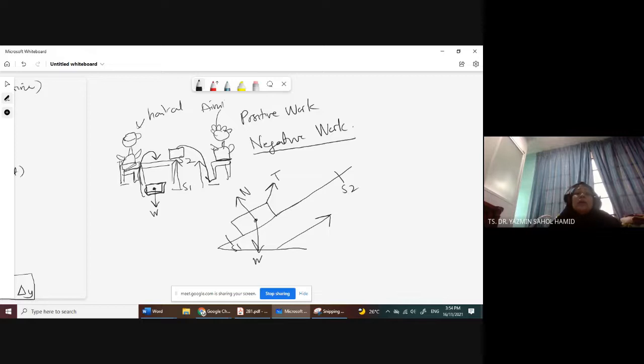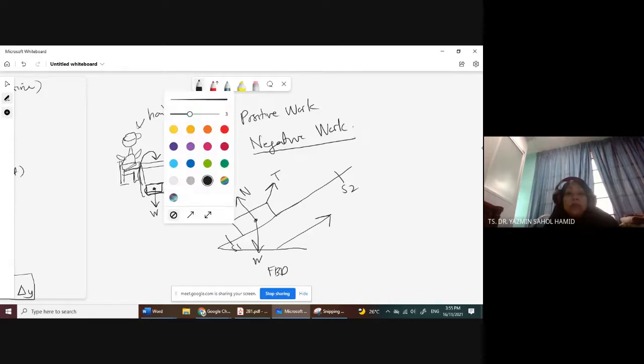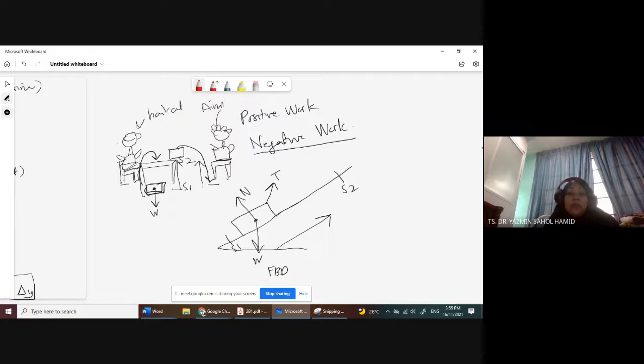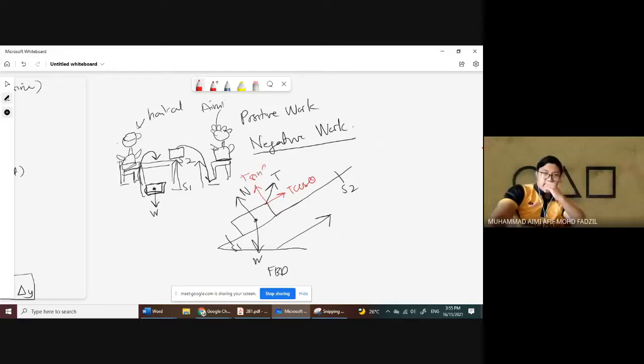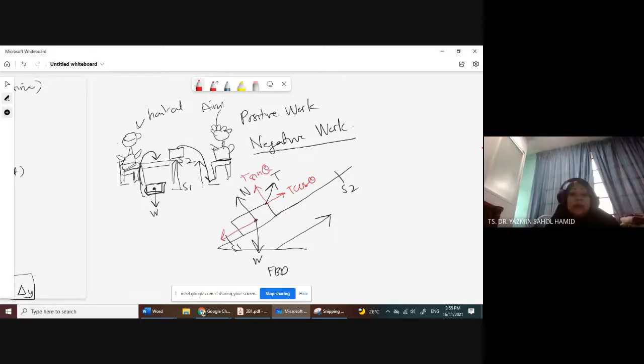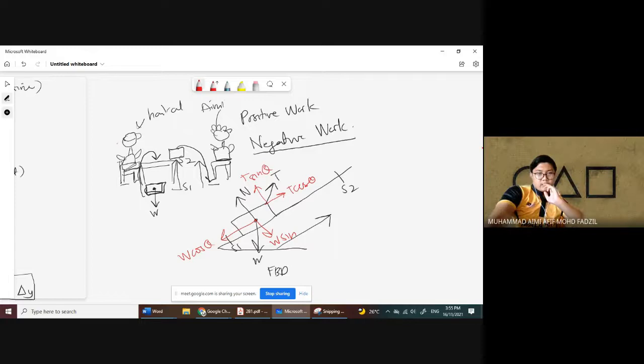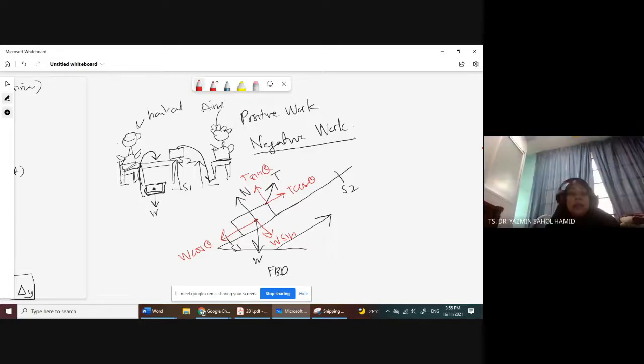Now tell me, what is the first thing that you do? You need to draw the correct free body diagram, right? We have gone through this many times. So when you draw the correct free body diagram, you need to resolve this one becomes T cos theta and T sin theta, and then this one becomes W cos theta and W sin theta. Is it the other way around?